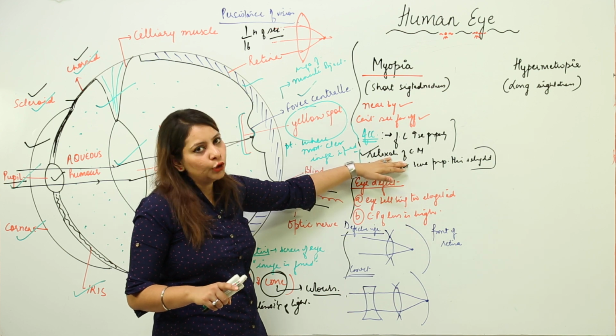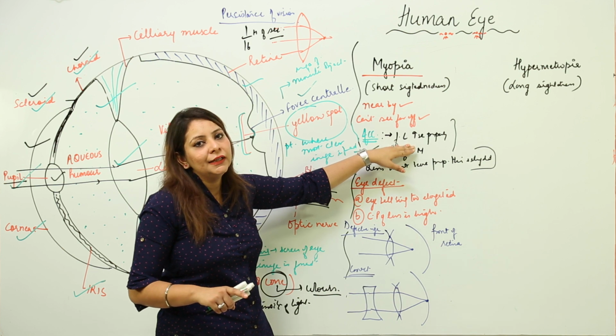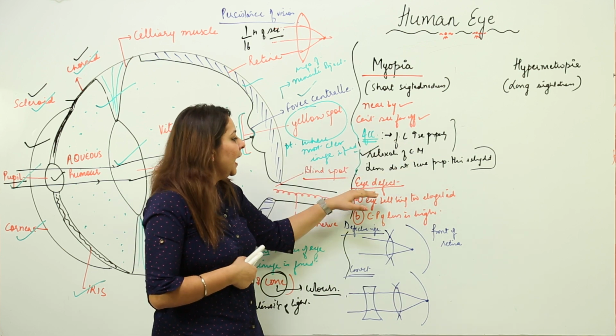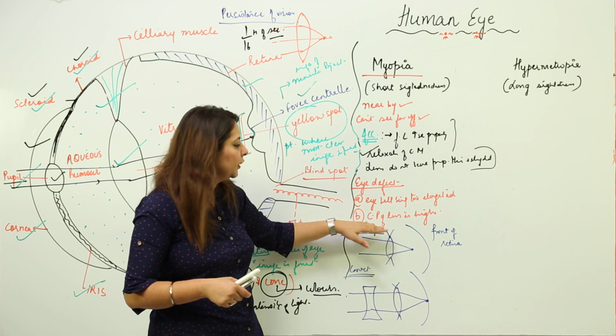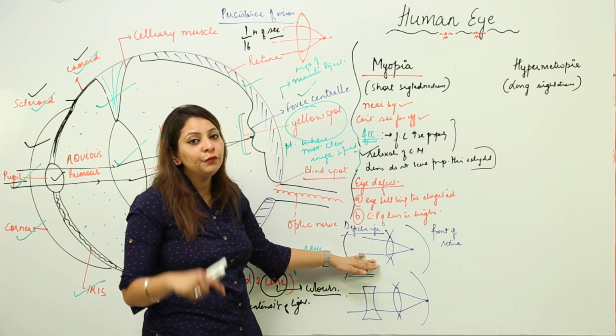That means ciliary muscles do not relax properly, due to which the lens does not become thin and elongated, and as a result focal length does not increase in a proper manner. Eye defect: eyeball being too elongated or converging power of lens being too high. So what kind of image? Image is formed in front of retina.